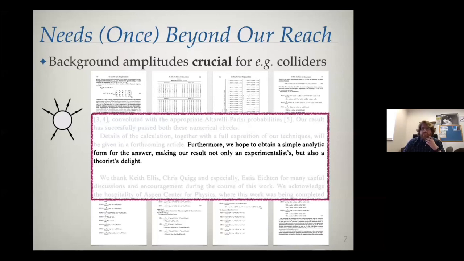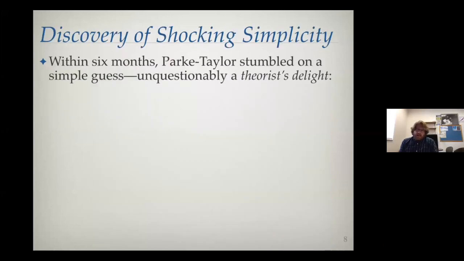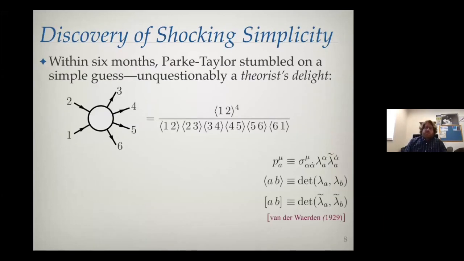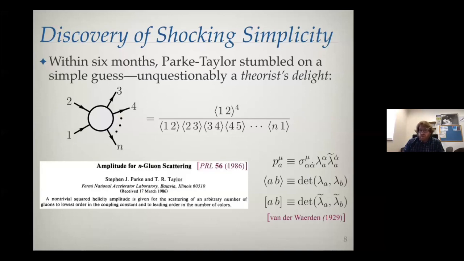But anyway, within 6 months, they must have stumbled on a guess, which must have exceeded their wildest dreams. That 8-page expression simplified into a single formula in notation that I'm sure you've seen already in the school, spinor helicity notation. But what makes this result so incredibly surprising is not just that it compresses 8 pages down to 1 line, which, by the way, they checked numerically. It wouldn't be another 10 or 20 years, depending on how you define it, before we really proved this and understood it.